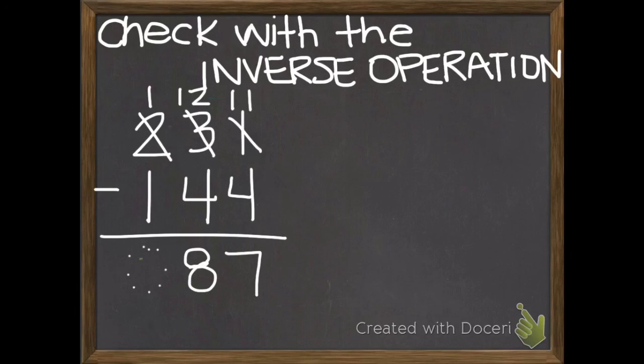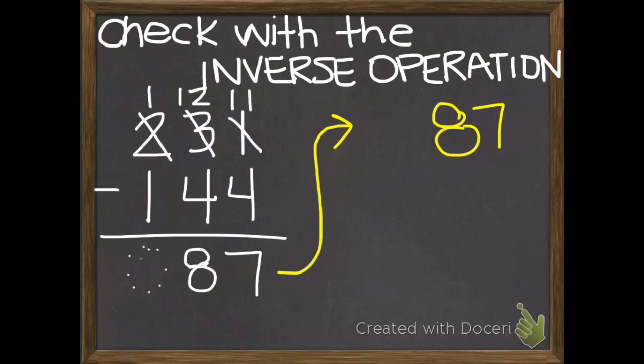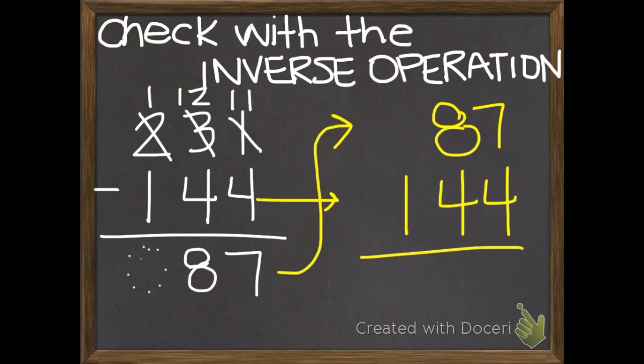So we're going to check this with the inverse operation. What we do is we take the difference and put it on the top. We move this number over. Make sure you line up your tens and your ones and your hundreds. And we're doing the inverse operation. That means the opposite. The opposite of subtraction is addition. Okay, let's check our work.